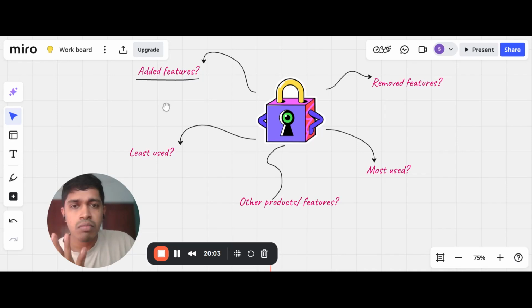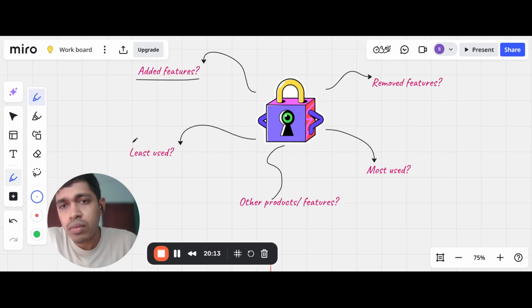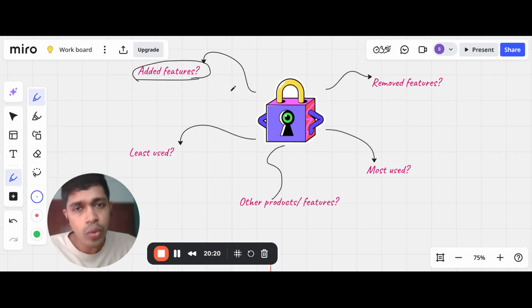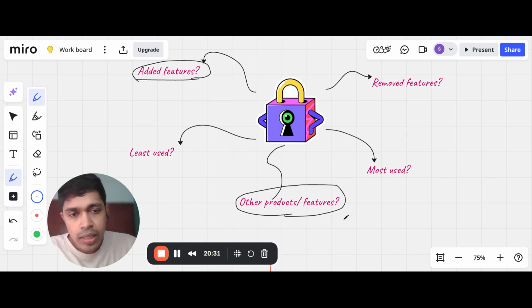Let's say the question is about the activation rate having gone down. Did we change the user flow, or did we add a new user flow or onboarding flow, something like that? So you can ask, did we add anything new, right? It can also cause some problems. Or you can also ask about the other features in the same product.